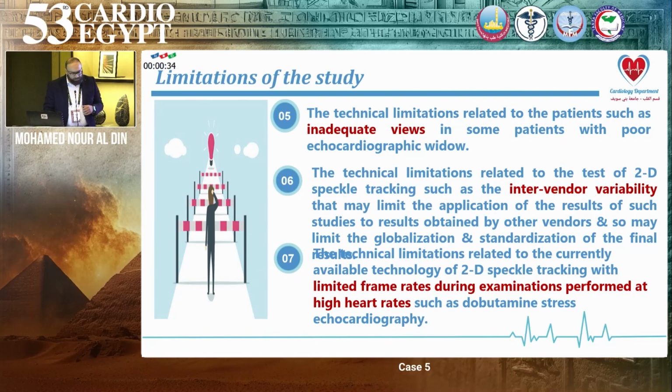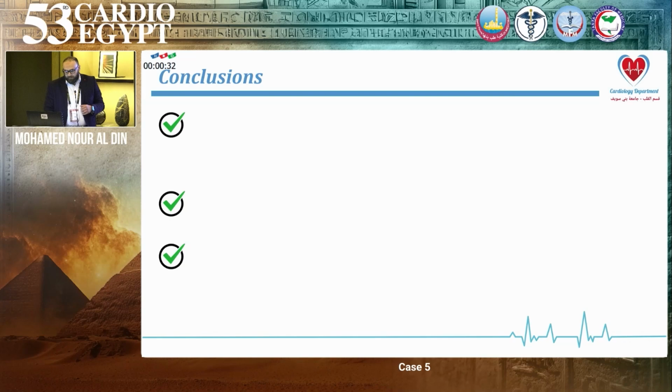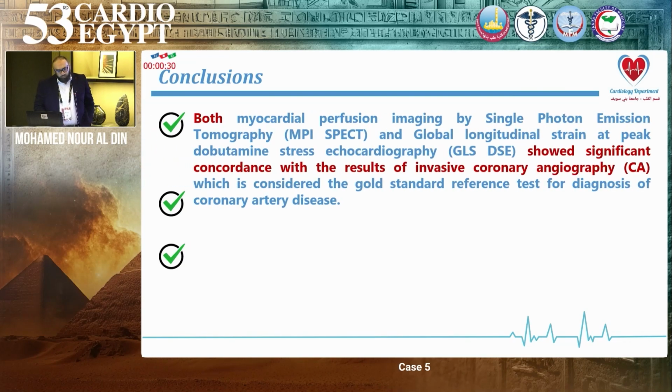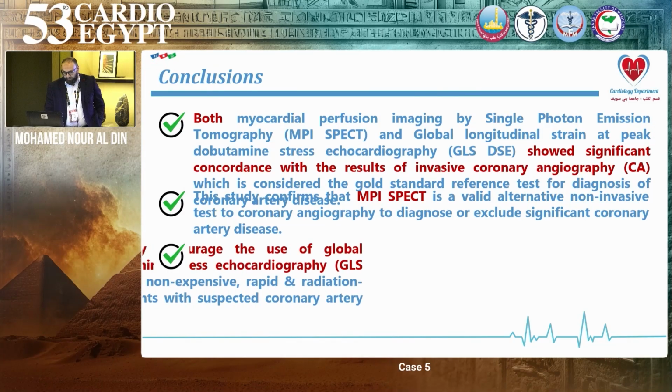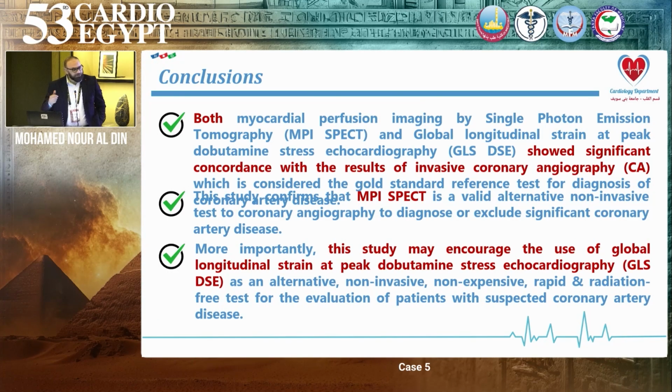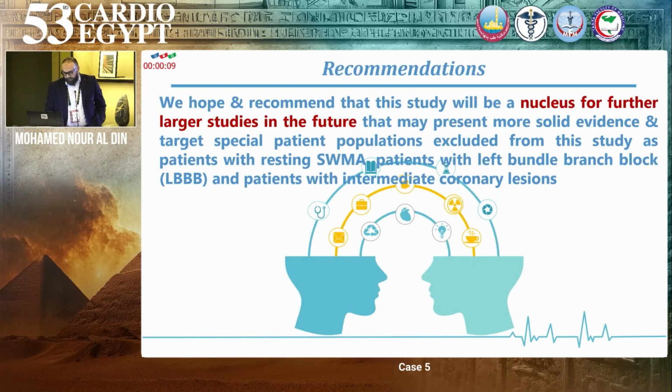with dobutamine stress echoes. However, the conclusion was that both myocardial perfusion imaging SPECT and global longitudinal strain showed significant concordance with the result of invasive coronary angiography. Also, this confirms that SPECT is a valid alternative to coronary angiography, and this may encourage the use of global longitudinal strain in future work to assess patients with coronary heart disease.